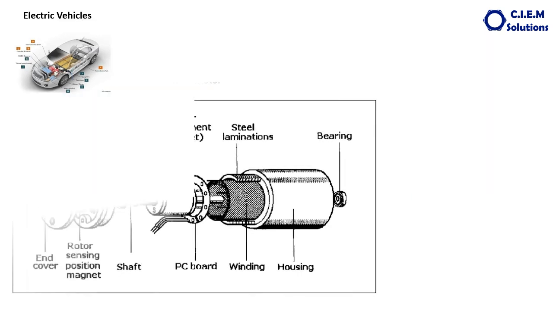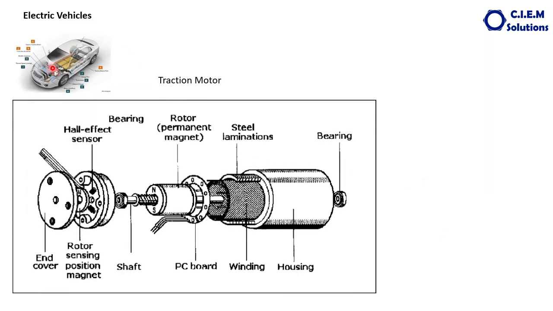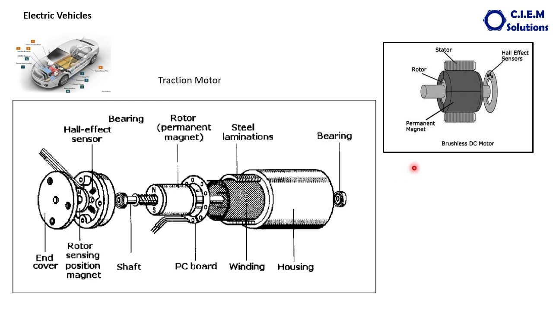The next component is the motor. Various types of electric traction motors are being used in vehicles, whereas the majority of the vehicles use the brushless DC motor. The illustration explains the brushless DC motor. This is how the brushless DC motor parts look.